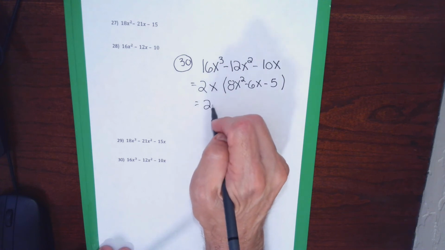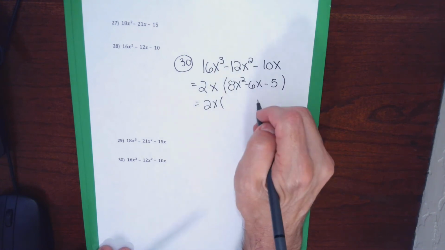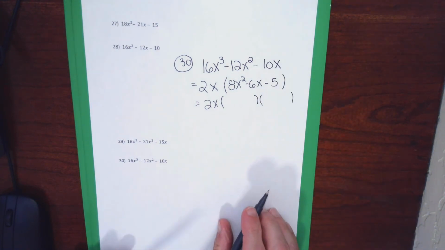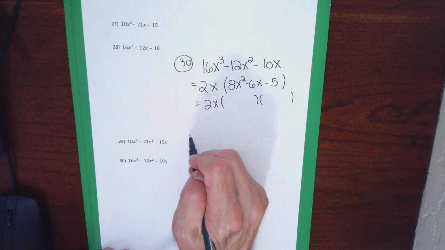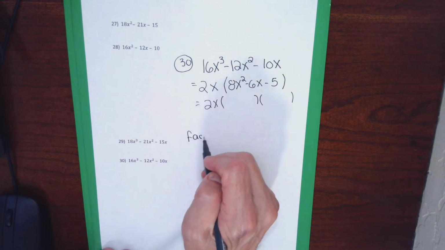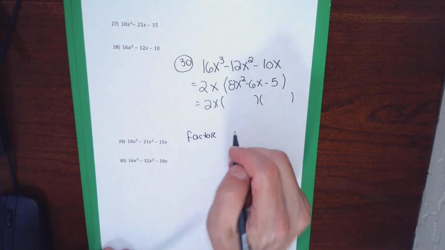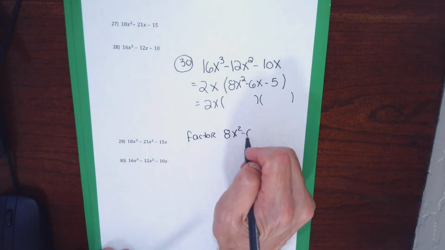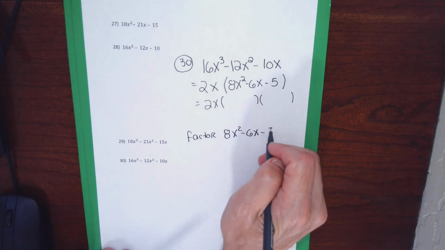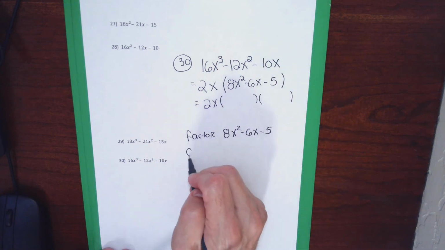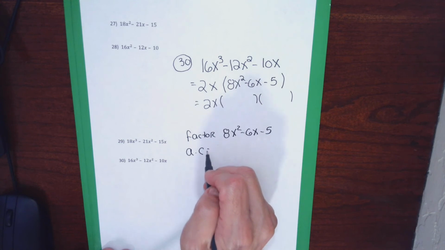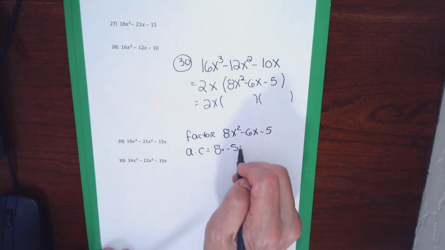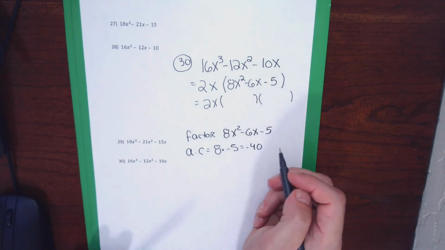Ultimately, I'm going to write my answer, and after the common factor of 2x, it's going to have a double parentheses. And to figure out what goes in that double parentheses, I'm going to work on factoring 8x squared minus 6x minus 5. I start off and I multiply the a and the c, which is multiplying an 8 and a negative 5, which is negative 40.